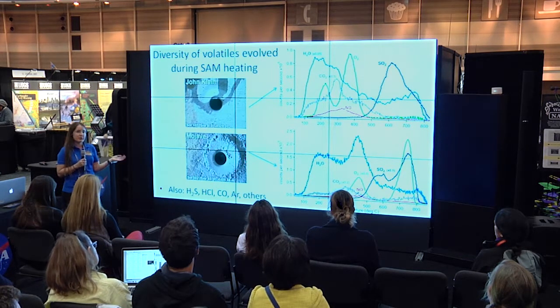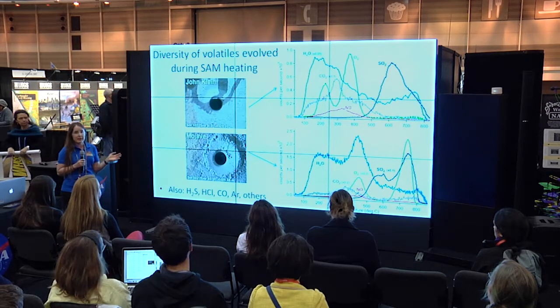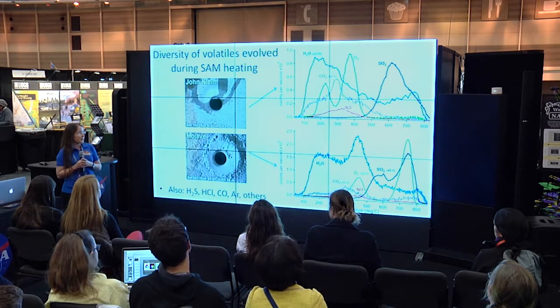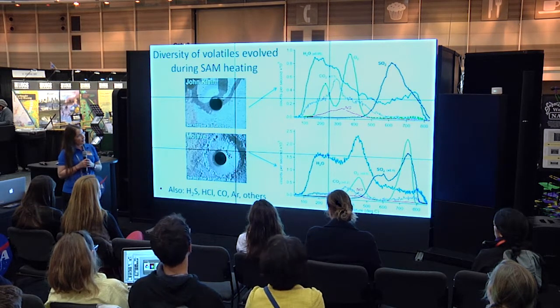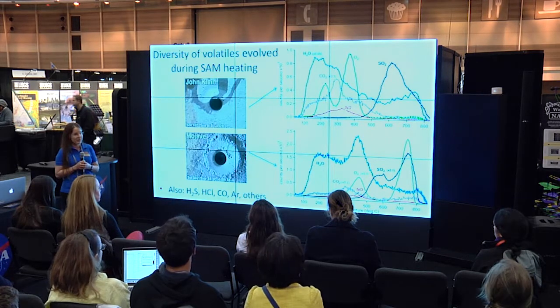Water at low temperatures can be adsorbed water, but at higher temperatures can give you constraints on hydrated or hydroxylated minerals in the samples. For example, the distinct peak that you can see at about 450 in the lower plot results from a mineral called jarosite that will come up later in the talk as well.